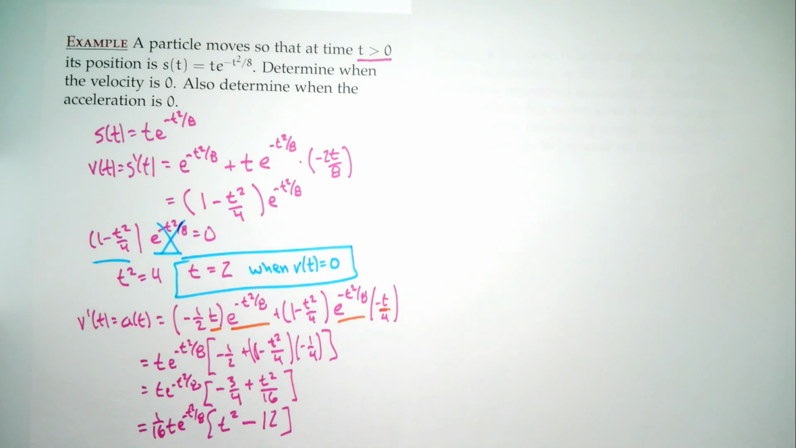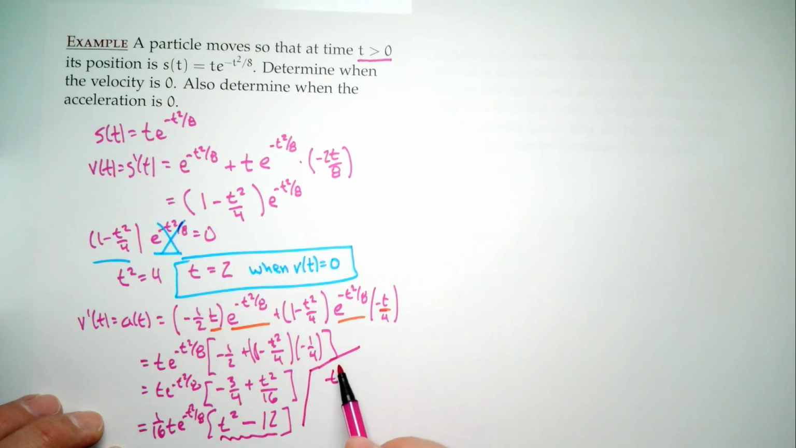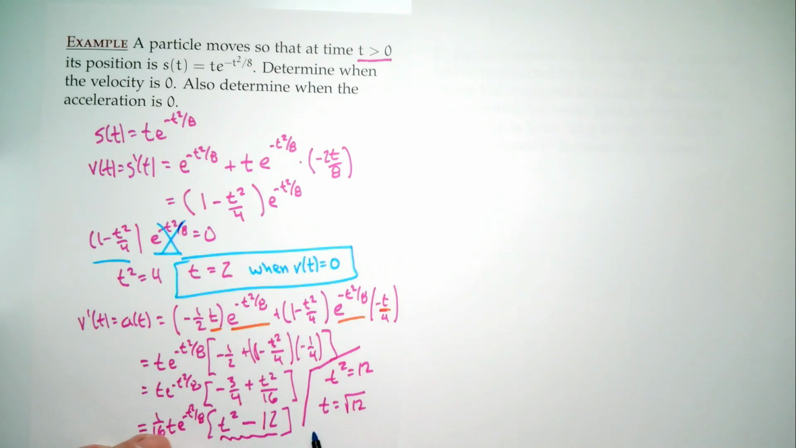So that means if we're going to be 0, t squared minus 12 has to be 0. Well, how can I figure out when t squared minus 12 equals 0? That would be the same as when t squared equals 12. Take the square root, and you end up with square root of 12. Now, you could write that as 2 square root of 3, but you don't have to. And so, square root of 12, which again you could write as 2 square root of 3, is the time when your acceleration is 0.